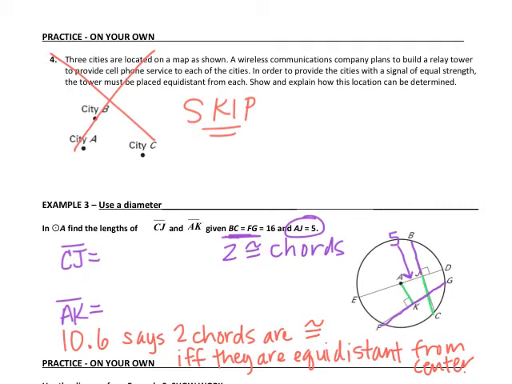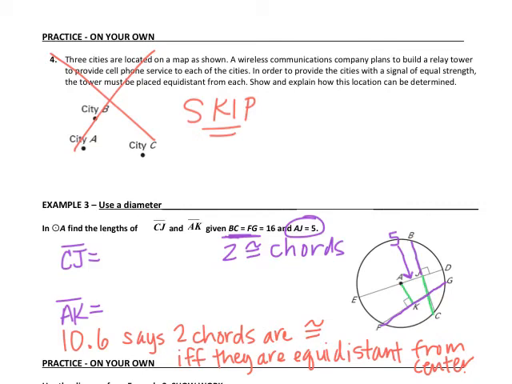We need to use theorem 10.6 to solve for AK. Let's read what it says. You can write this in your notes page. Theorem 10.6 says 2 chords are congruent if and only if they are equidistant from the center.